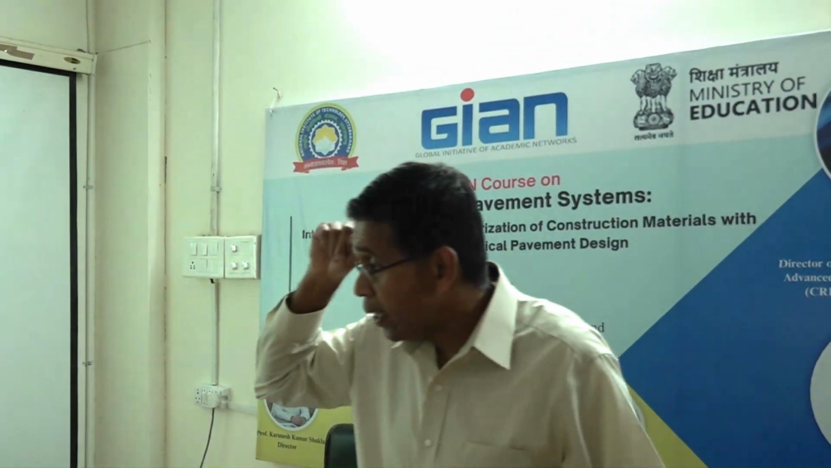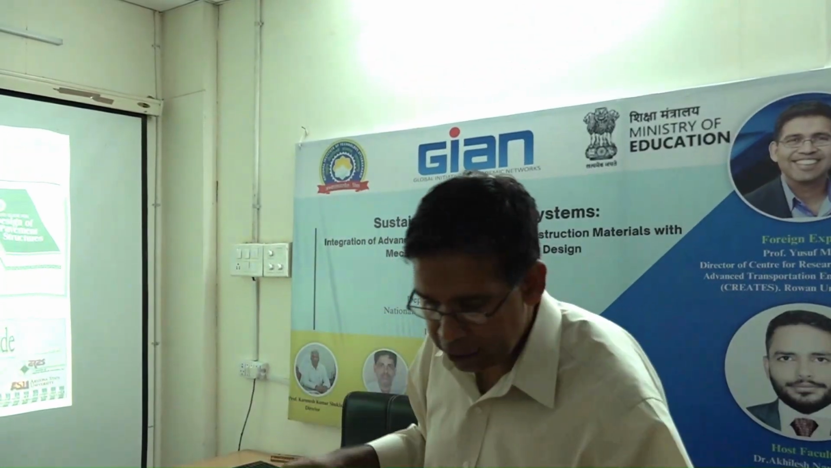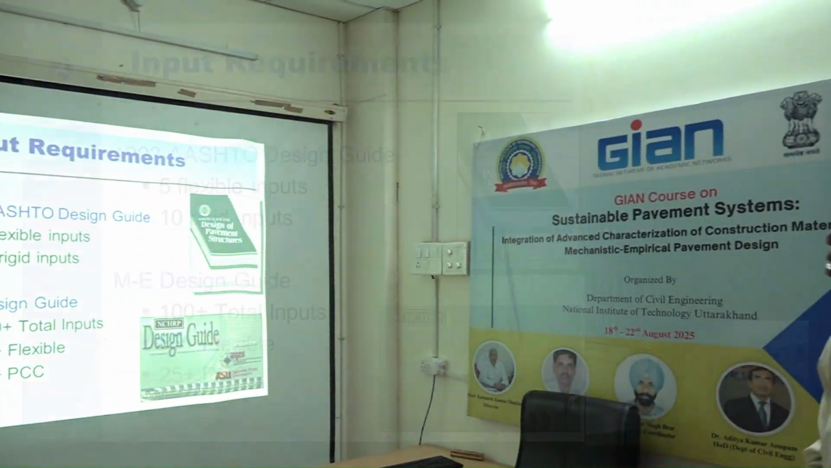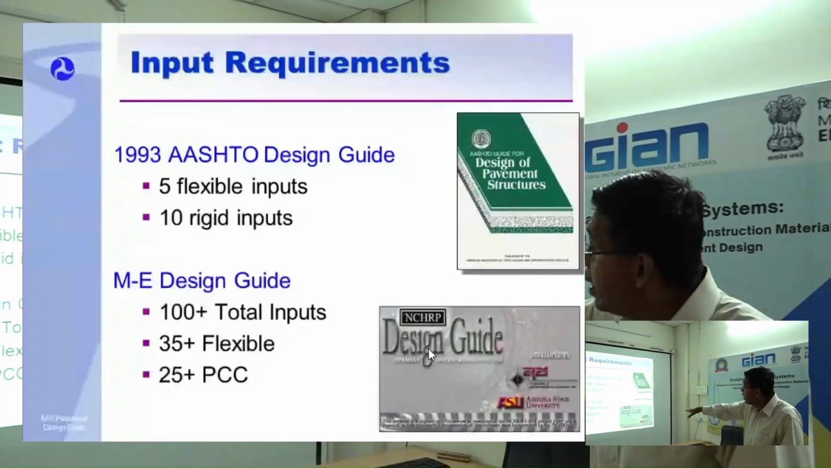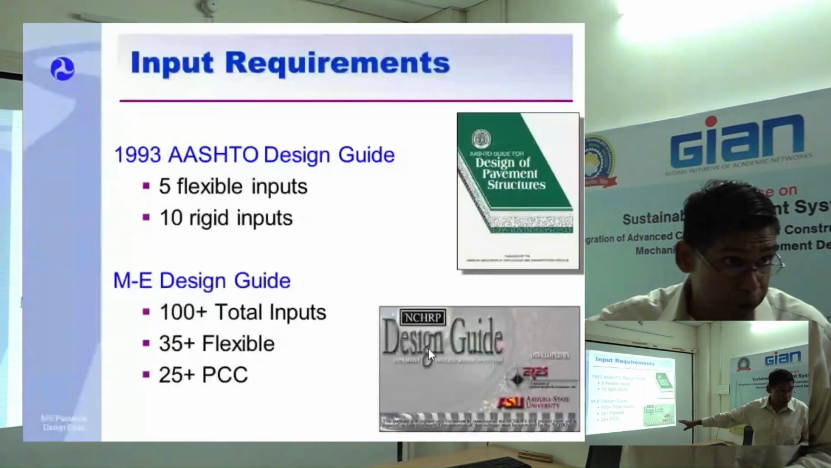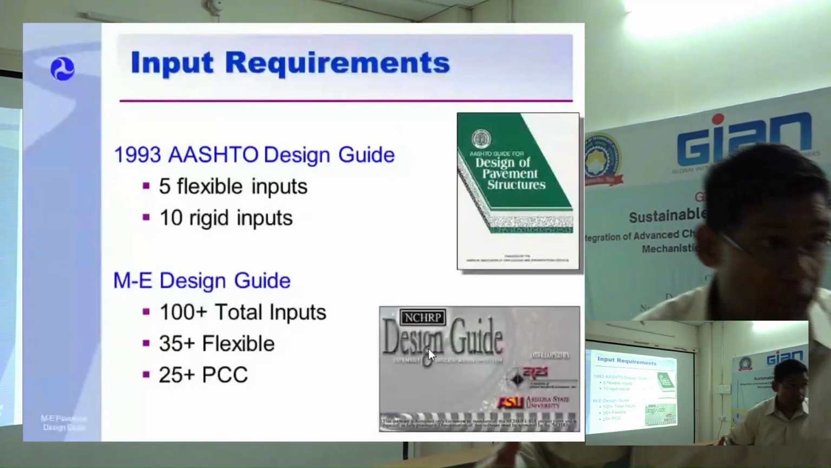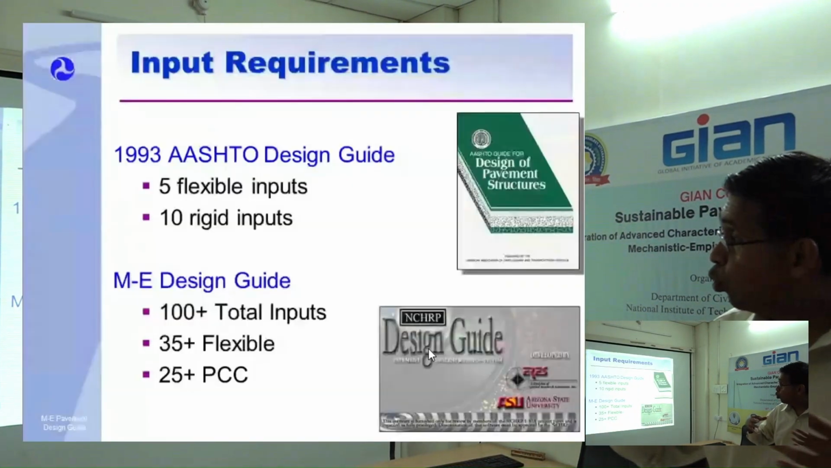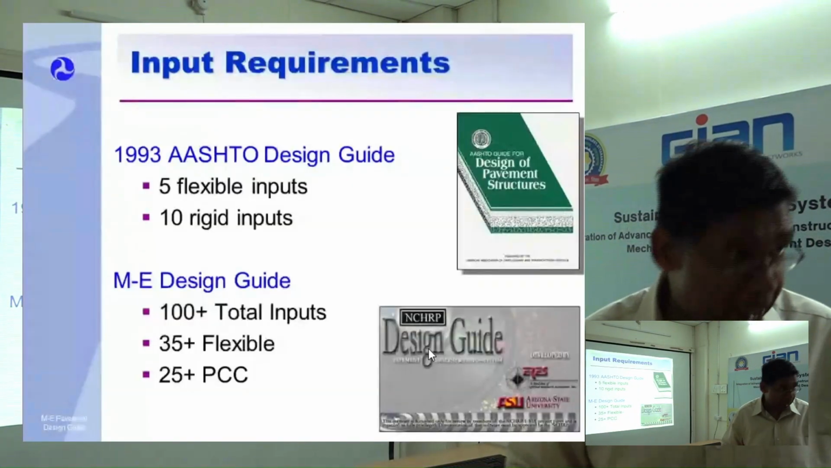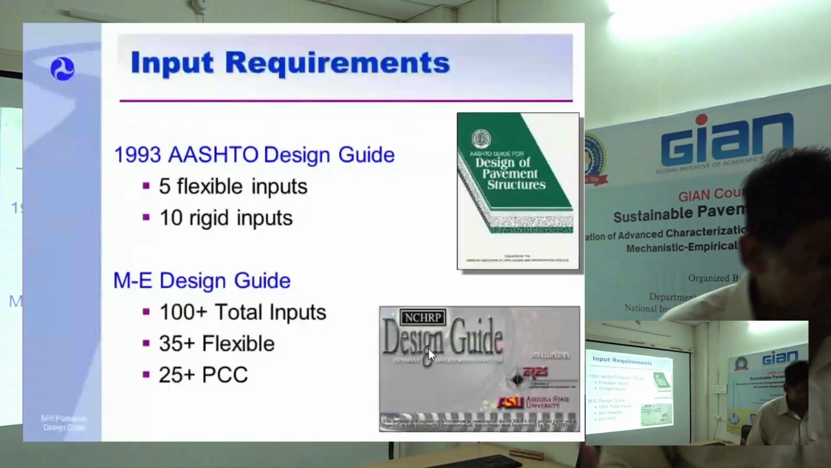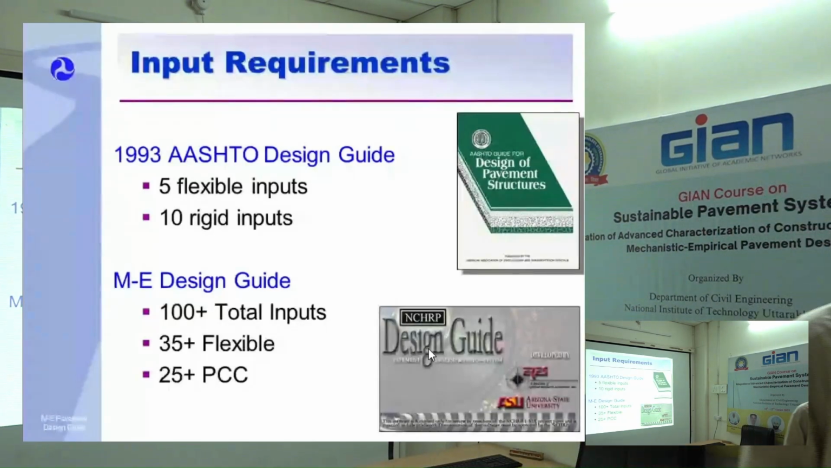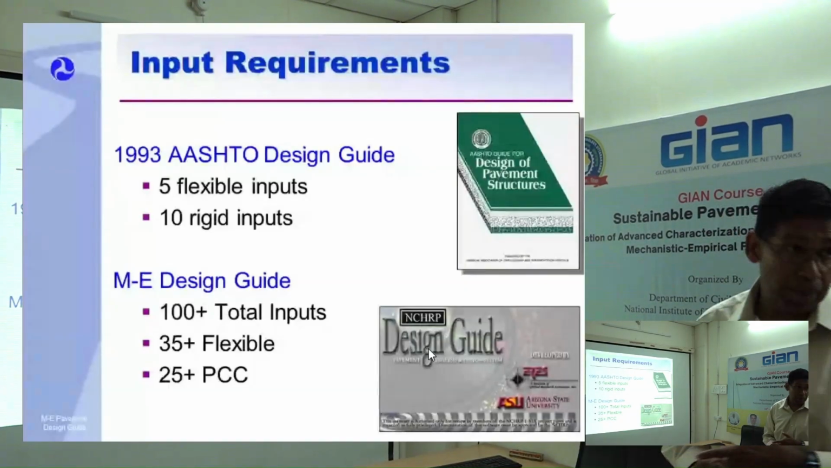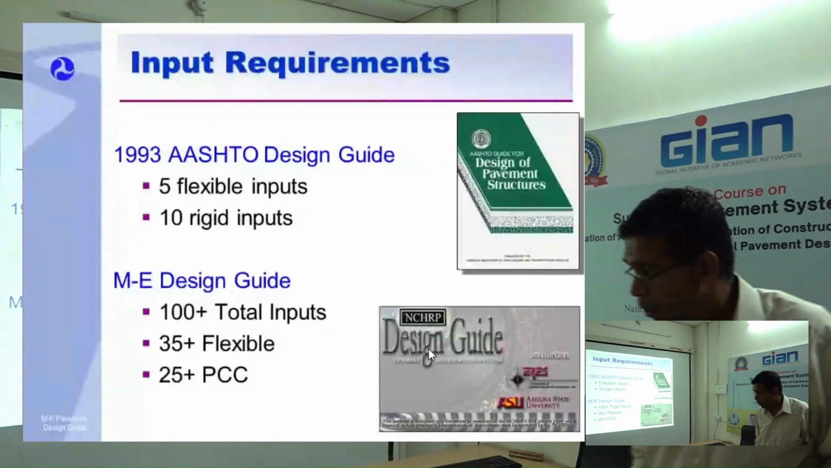AASHTO 93 had close to 5 flexible inputs, 10 rigid inputs. Now, any design has 100 plus total inputs. Completely different. The understanding, the ability to gather all the information and analyze it. Of course, the computational capability has increased too, right, from the 90s. So 35 plus flexible inputs, 25 plus PCC inputs as well. And I'll go through some of them.